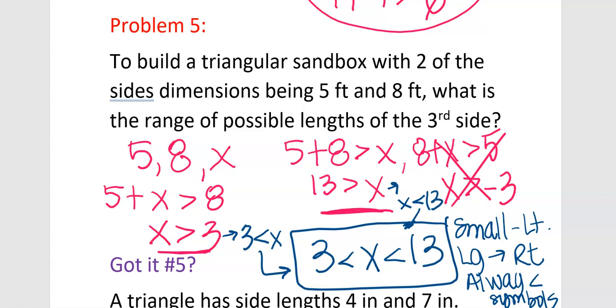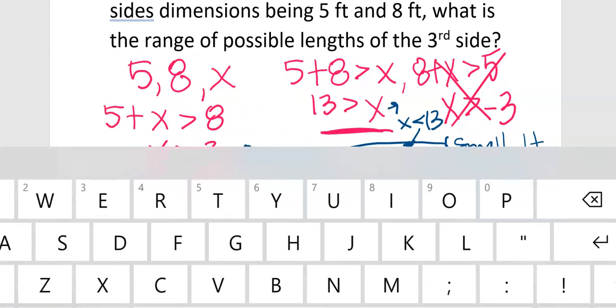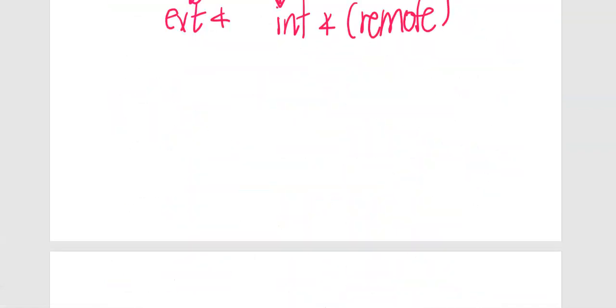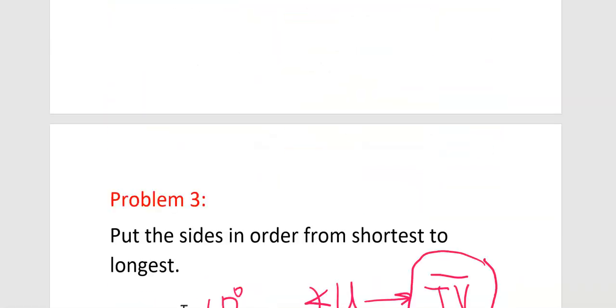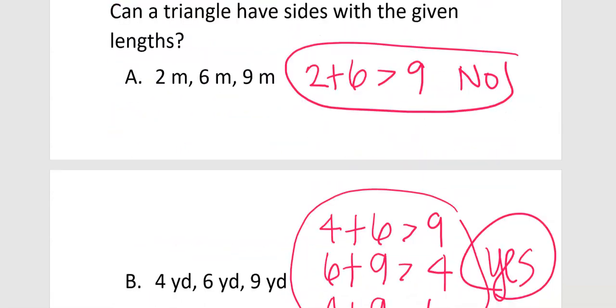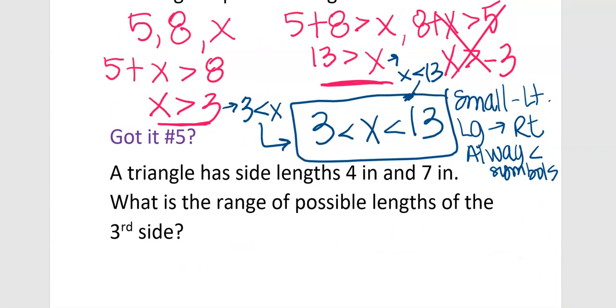And that's just like saying the triangular sandbox, the lengths that you would need to buy would be between 3 and 13 feet. So 3 feet and 13 feet, any of those would work and they would make that triangular sandbox. You have to kind of see what kind of room you have. Okay, so if you do not put it in a range of values, you will not get full credit there. Sorry, that went way back to the beginning. So it has to be in a range of values at the end.